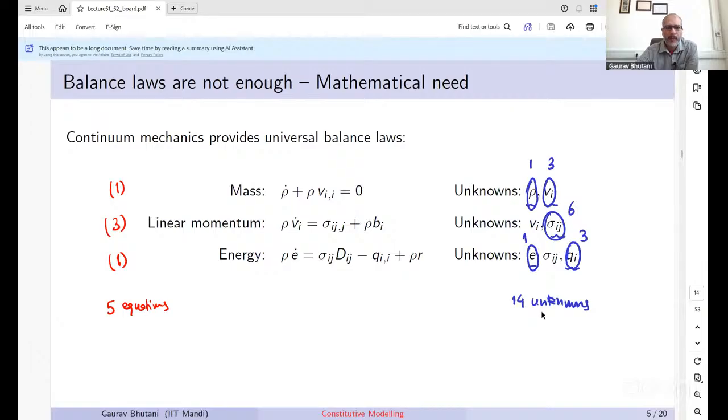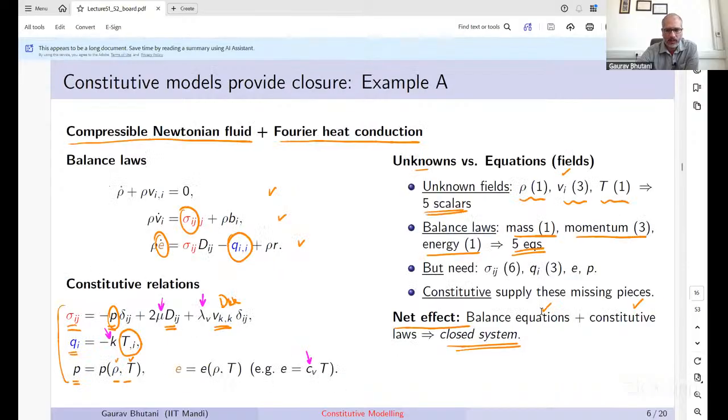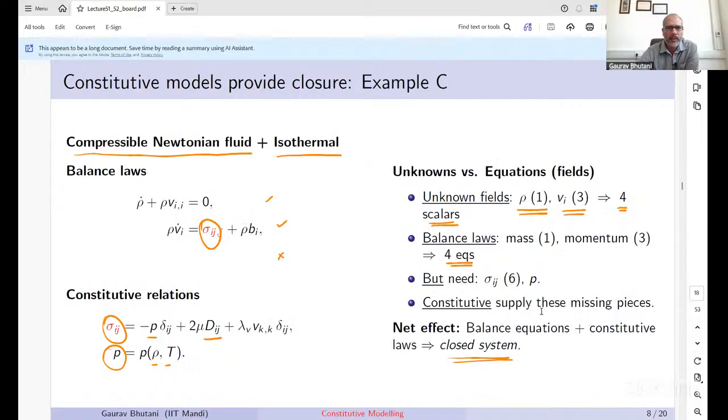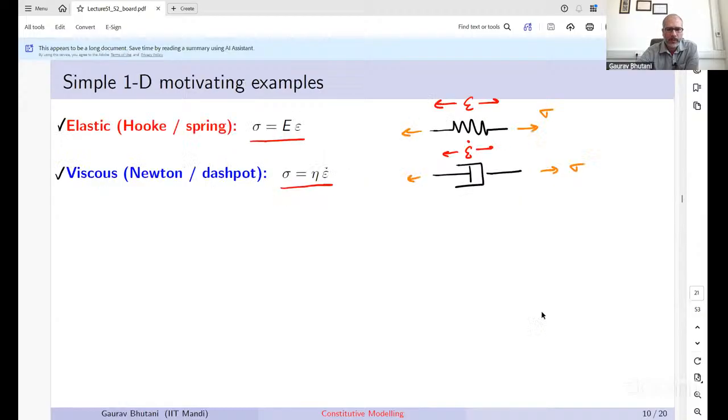And then we talked about the mathematical need through the closure problem. So if you count the number of unknowns and the number of equations, you notice that the system is underdetermined. So we need something else, and that something else is the constitutive model. So we discussed that through different examples for fluids and solids. So this is the most general form of the constitutive model that we can have. It includes strain rates, temperature gradient, and some internal variables that incorporate the effect of history.